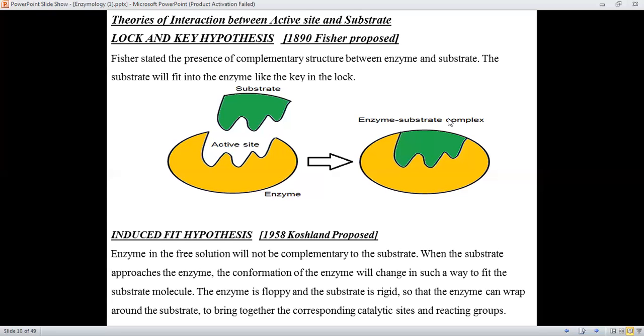So once such an interaction happens between the enzyme and the substrate, the enzyme substrate complex will be formed, thereby the product and enzyme will be released. So the enzyme will return to the original conformation, which is not complementary to the substrate, after the release of the product. So this hypothesis could fit most of the enzymatic reactions which happen in the biological system. So both the lock and key hypothesis as well as the induced fit hypothesis play a major role in the interaction between the active site of the enzyme and the substrate.